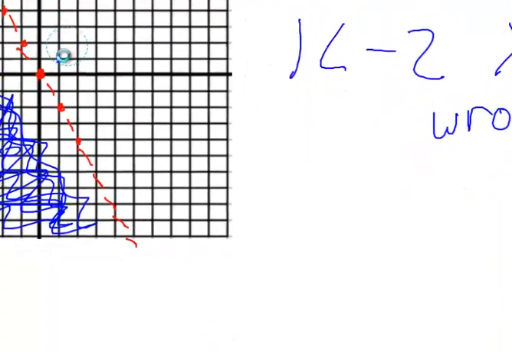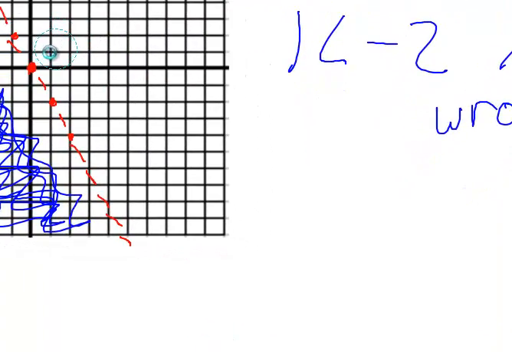The steps to graphing an inequality are, you need to first graph the line, then check and see is it a dotted or solid line. Then you pick a test point. If it's a true statement, you shade on that side of the line. If it's a false statement, you shade on the other side of the line. All right. Other than that, there's nothing else to it.